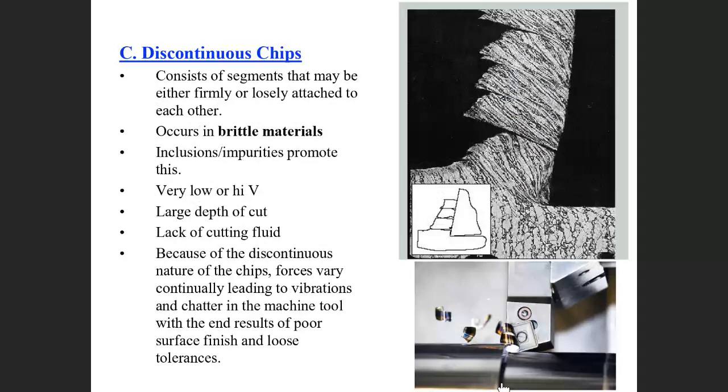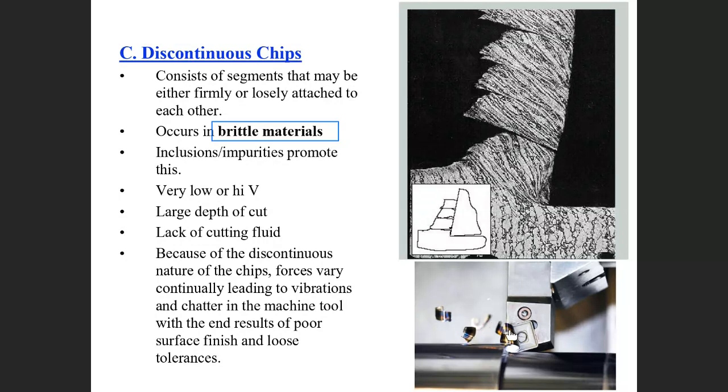Next is a discontinuous chip. A discontinuous chip is mainly with a brittle material. When we're cutting brittle material, or we have inclusion material, some foreign material, and so on, then you can see a discontinuous chip happen. So this is a discontinuous chip. This is a photo of it. It is not continuous, it is discontinuous. So part of the chip is being removed, as you can see.